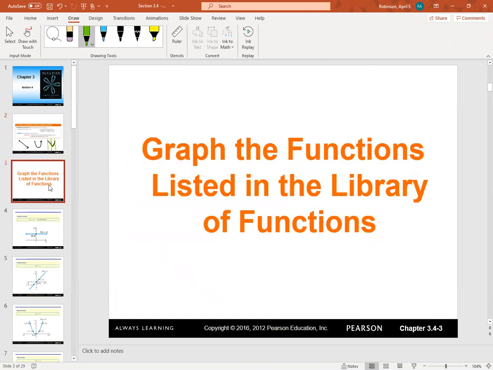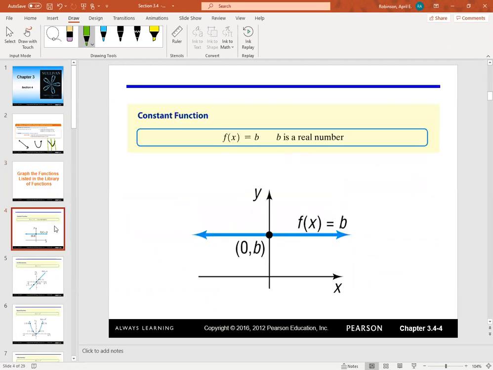But let's start with the different types of functions. And the first one is the constant function. A constant function is a horizontal line, and it is always f of x is equal to some number b. Of course, you might see it like y is equal to 3, or y is equal to negative 8, or f of x is equal to 1, or in this case, f of x is equal to b. It's going through the y-axis at b.